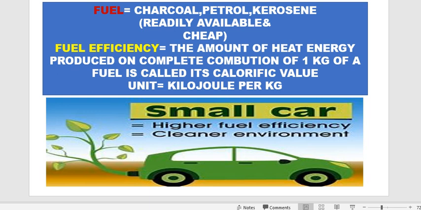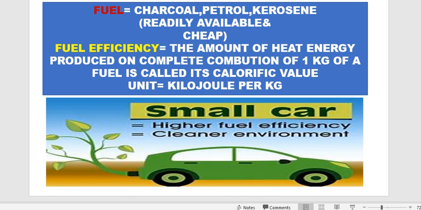Now, fuel. About fuel, they have given certain examples: charcoal, petrol, and kerosene. And what are the characteristics by which you can identify which kind of substance is a fuel? It is readily available and cheap. Okay, and obviously it will catch fire.